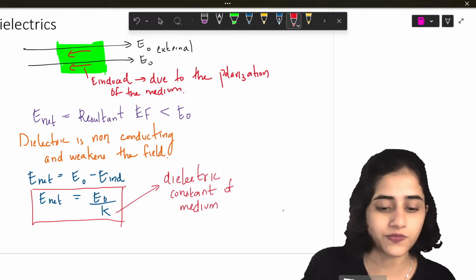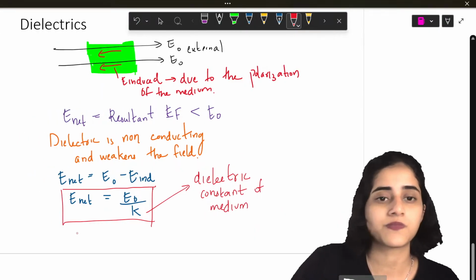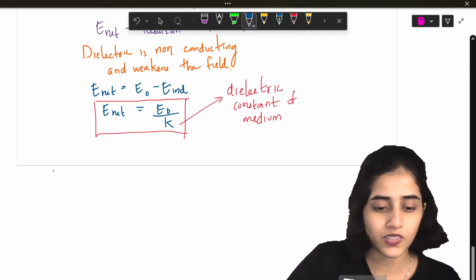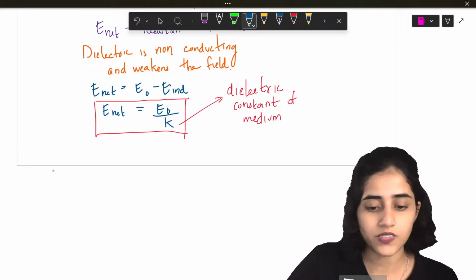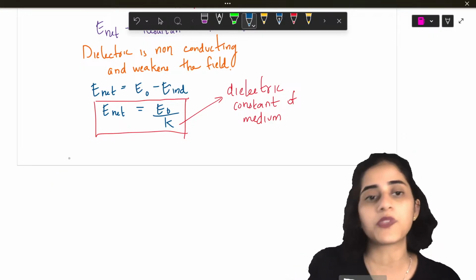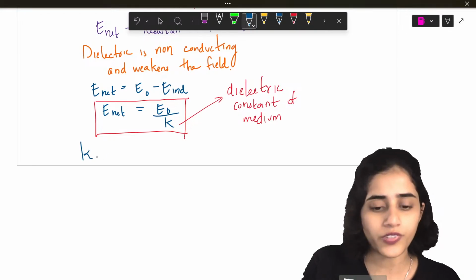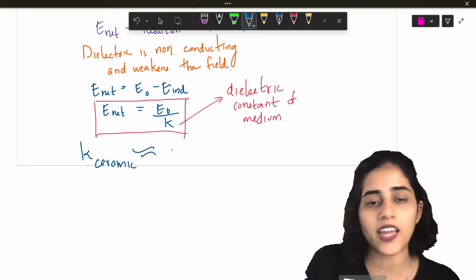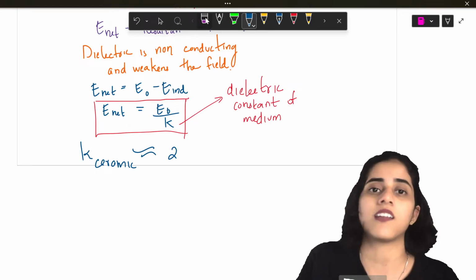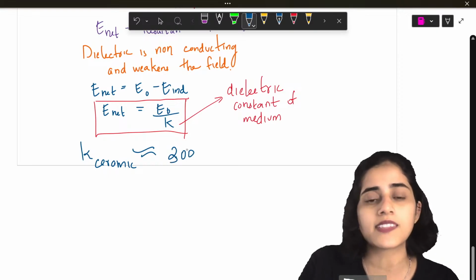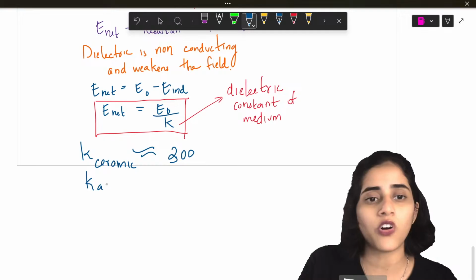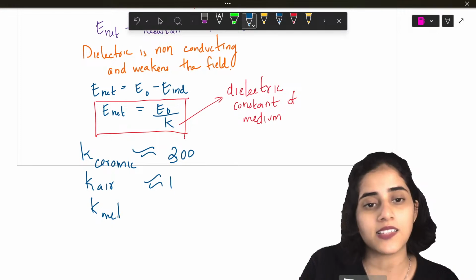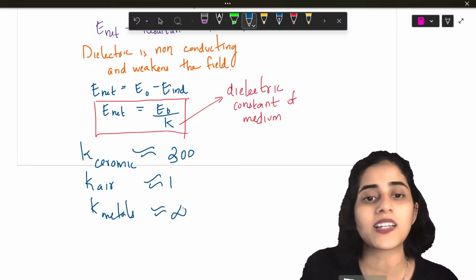Now, okay, from this, let's do some math. K can have different values. Let's look at that also. So let's say K for a ceramic plate is like 300. Any value from 200 to 400, let's say it's approximately 300. K for air could be approximately 1. Now, K for metals is approximately infinity.